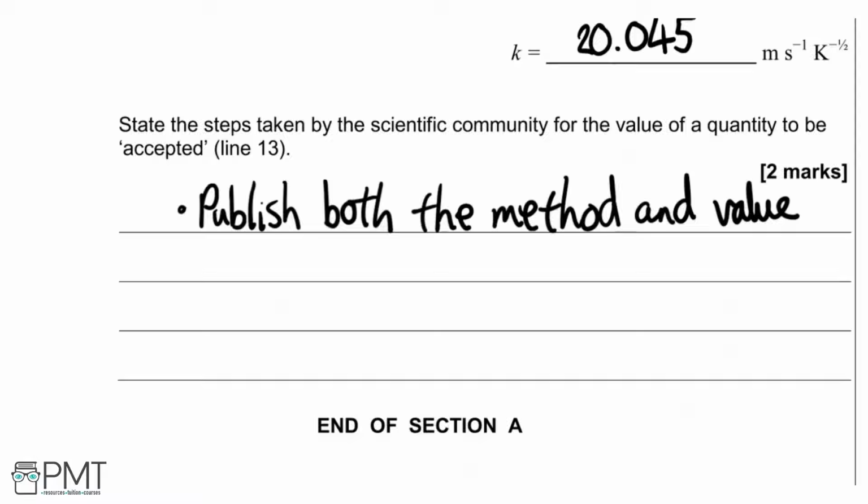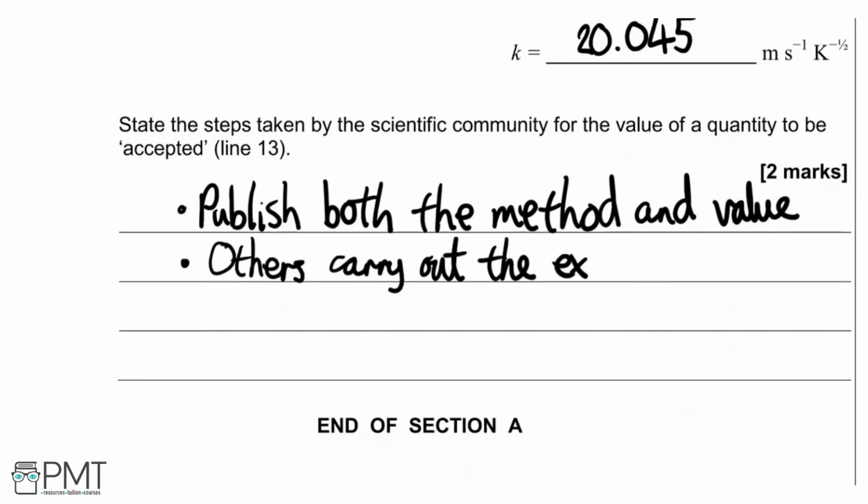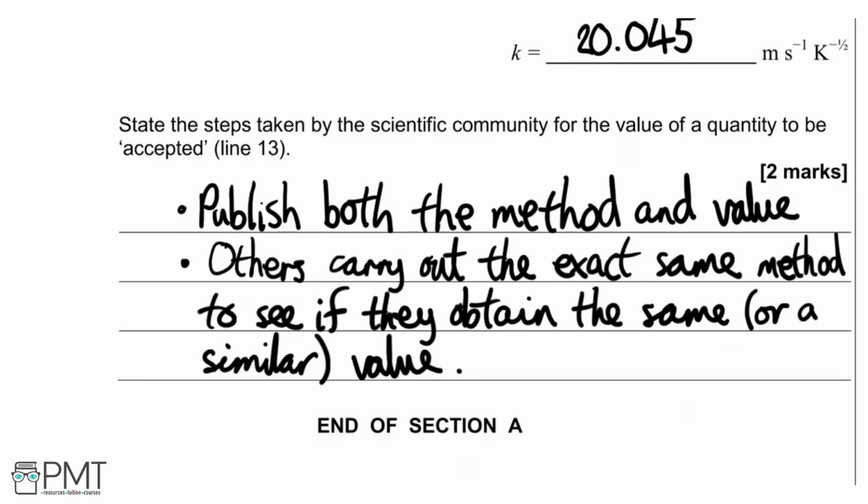And then the second thing that you want to say is that others can then carry out that exact same method to see if they obtain the same value. So 2-mark question there, 2 points made. It really is 1 for 1. If you miss one of those, you miss a mark, 2 marks.